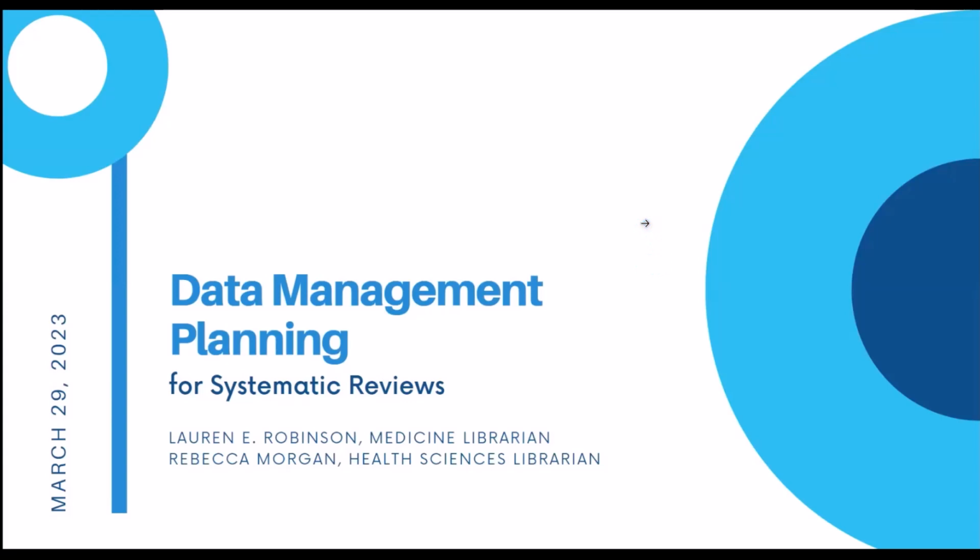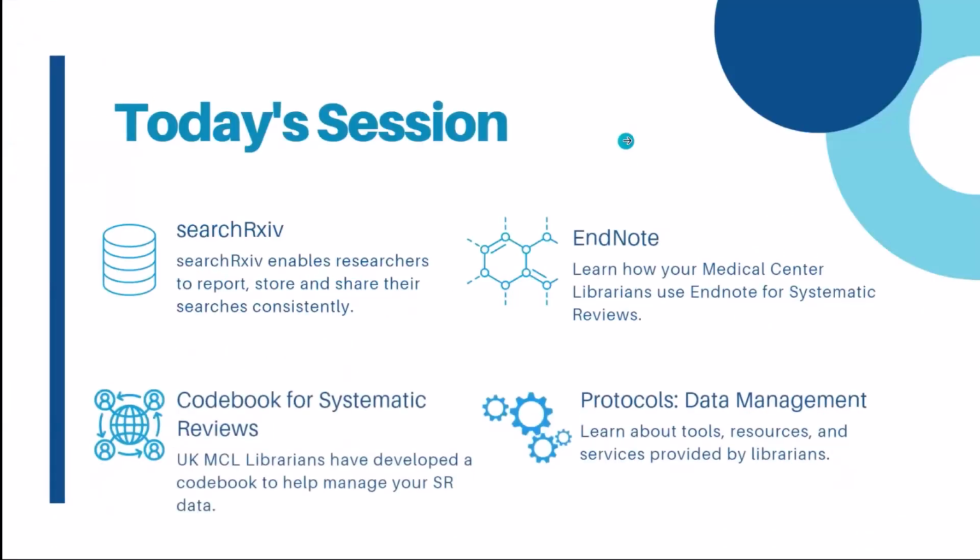And today we are going to go over data management planning for systematic reviews. In today's session, we are going to cover a few tools that might help you in this process. SearchRxiv, yes, that is actually how you pronounce SearchRxiv. I always forget that, it's confusing. We're also going to talk about how to use Endnote in the process of maintaining your citations as you're going through or even preparing for the inclusion and exclusion process. Code books for systematic reviews, and we're going to talk about the importance of building or having a protocol for your systematic review and how that can help you plan your data management strategy ahead of time.